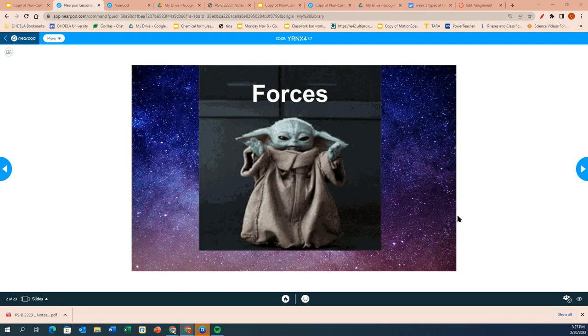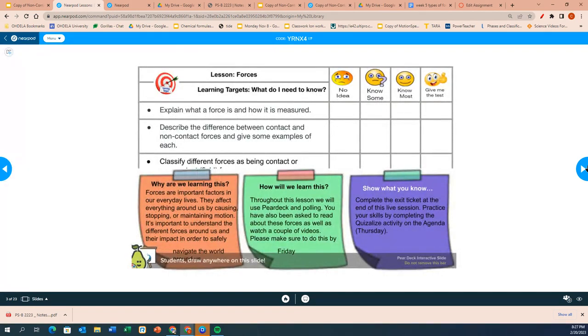Forces. So we're going to look at types of forces. In our explanation of forces, explain what a force is and how it's measured, describe the difference between contact and non-contact forces, and give some examples. That's what we're going to be doing today. So I'd like you to give me the test on that.